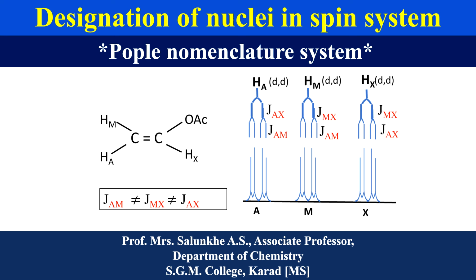In this video, we are going to see designation of nuclei in spin system, that is Pople nomenclature system. In the molecule, there are different types of proton and they are designated as A, B, C, D or A, M, X, etc. by using the rules given by Pople nomenclature system. Let us study designation of nuclei in spin system.